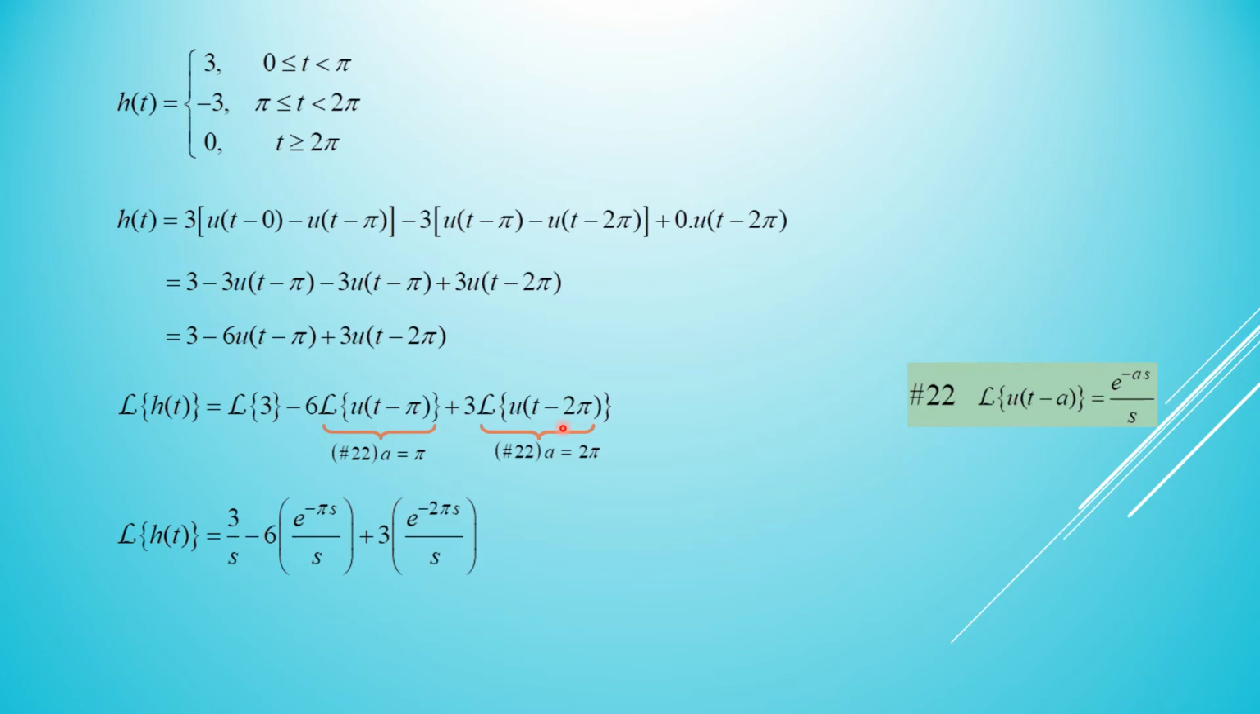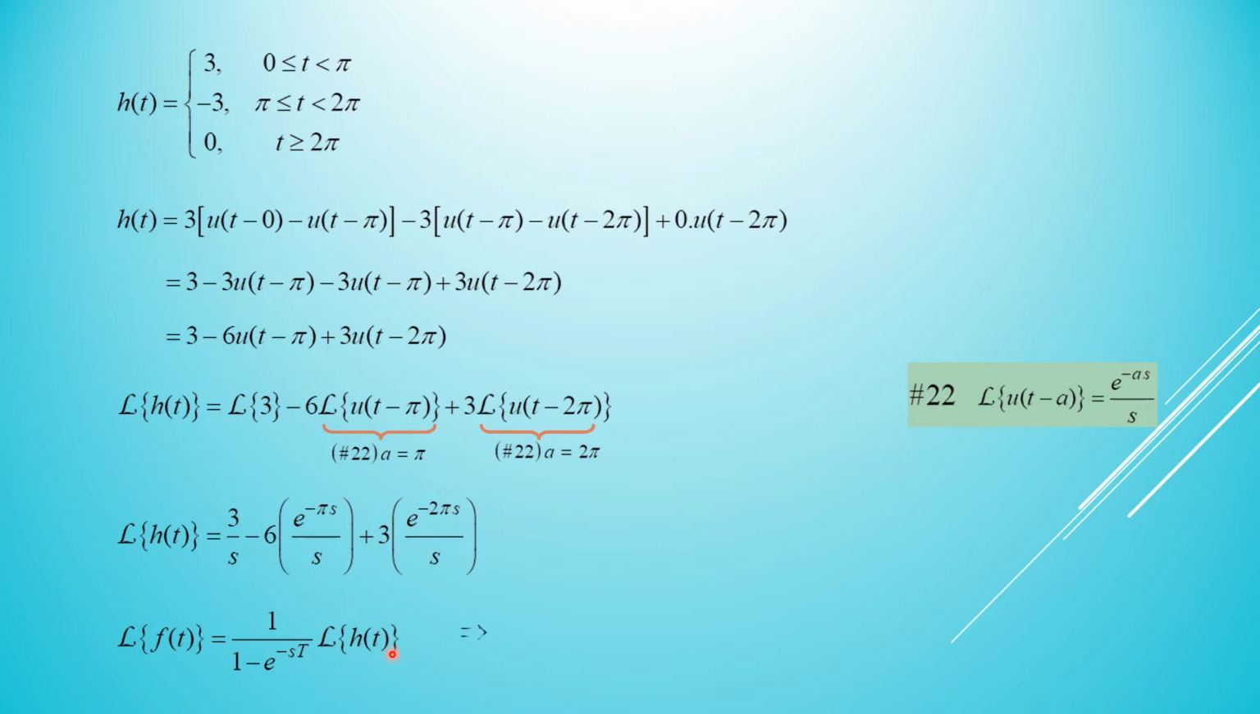Again, refer to formula number 22, where a now is 2 pi, so we get e to the power of negative 2 pi s over s. Okay, so this is the Laplace transform of h, and if you are interested, you can rewrite this. You can bring 6 up here and 3 up here. Now the Laplace transform of the periodic function is given by this formula, 1 over 1 minus e to the minus s capital T multiplied by the Laplace transform of h.